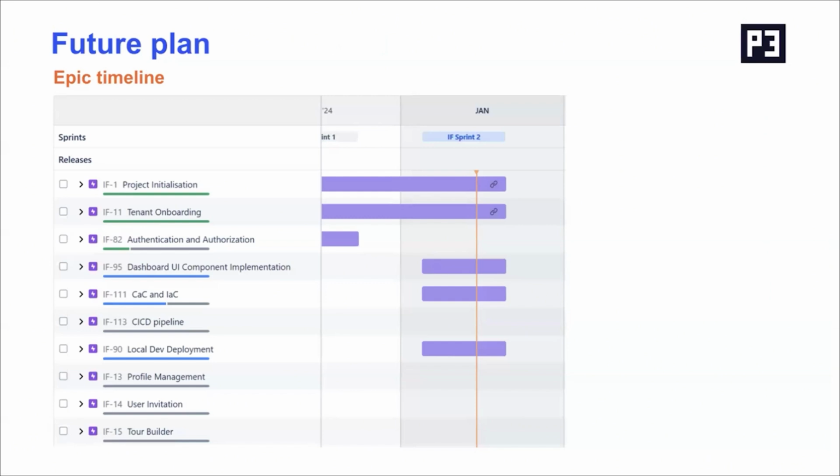So this is our future plan. We've already finished the project initialization and tenant onboarding, and next, due to the current scope changing, we will primarily focus on authentication and authorization due to the failure of Cognito. And for better understanding, we've prepared a demo. Yeah, so I can play this now.